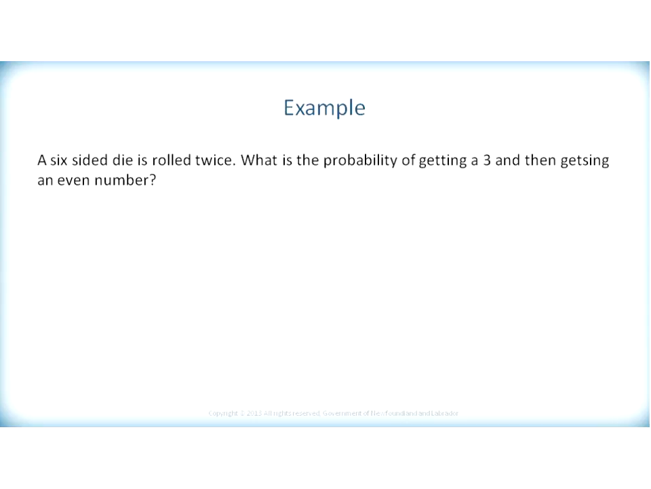Once again, you may want to pause the clip right now and attempt this example on your own. I'm going to continue with the solution. A 6-sided die is rolled twice. What is the probability of getting a 3 and then getting an even number? So the probability of getting a 3 will be 1 over 6 times the probability of getting an even number will be 1/2, which will give us 1/12.